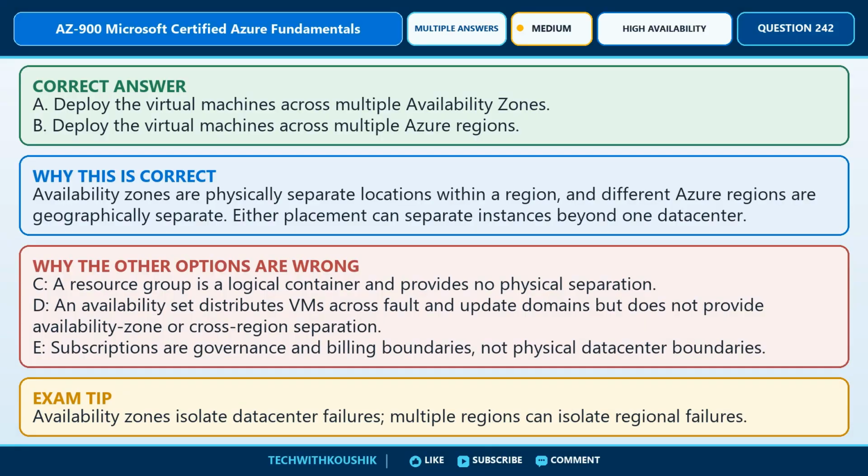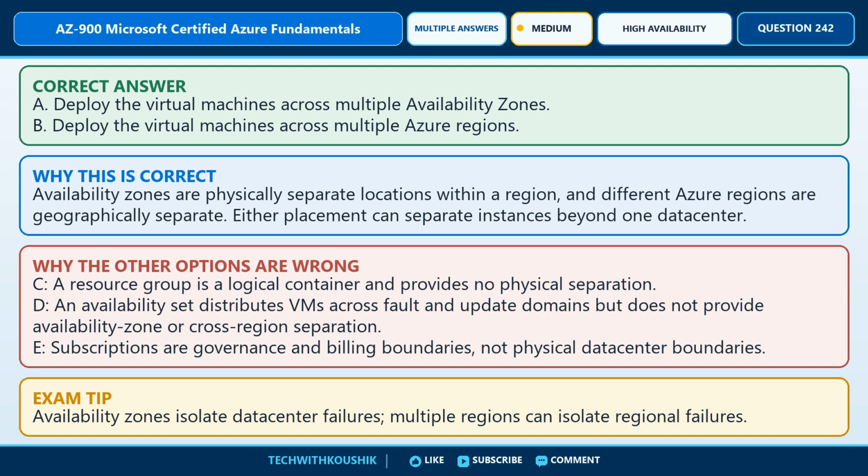The correct answers are Option A, deploy the virtual machines across multiple availability zones, and Option B, deploy the virtual machines across multiple Azure regions. The main reason is availability zones are physically separate locations within a region and different Azure regions are geographically separate. Either placement can separate instances beyond one data center.